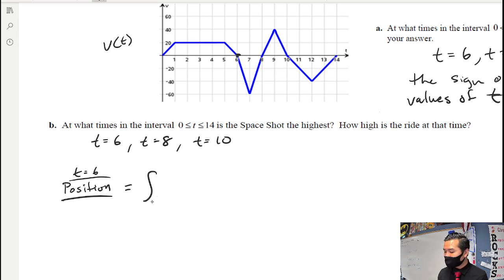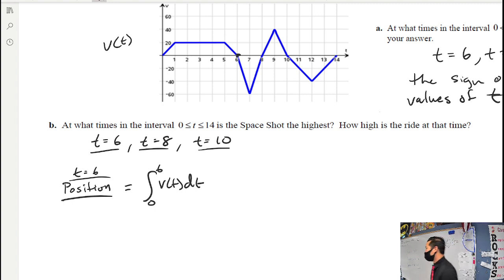So I need to do the integral from when it starts till each of these points and see what I get for its position. So the first one is going to go from 0 to what? 6. Of my velocity function, dt. And you'll say, crap, they didn't give us a velocity function, did they? No, they didn't. But they give us a graph. And I'm looking for the integral of this graph from 0 to 6. What would that look like?